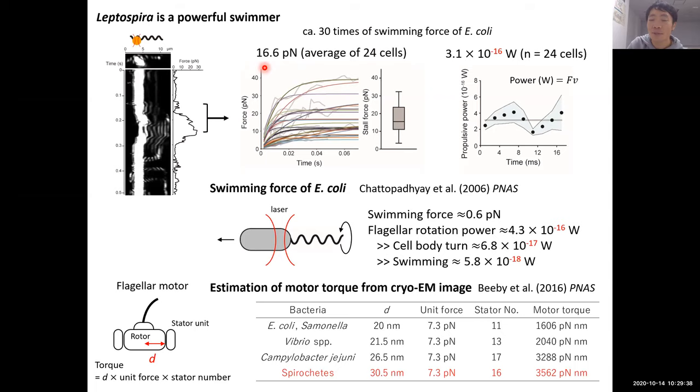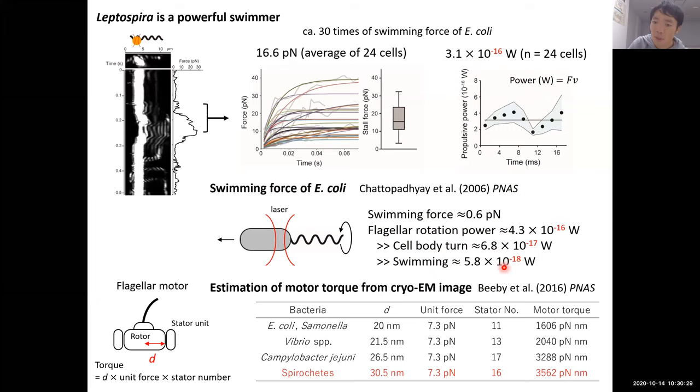And then we could measure both the swimming force and swimming speed simultaneously, and we could estimate the power, F times V. So the value is 3, like this. And this is almost the same as the flagellar rotation power produced by E. coli. However, the important point is that this is the same as the flagellar rotation power. The flagellar rotation needs to rotate the cell body, of course. In E. coli, right? Therefore, the final swimming power is lower, a two-order difference.